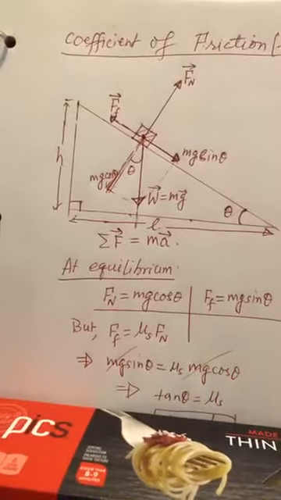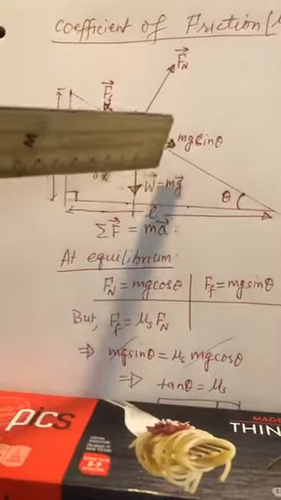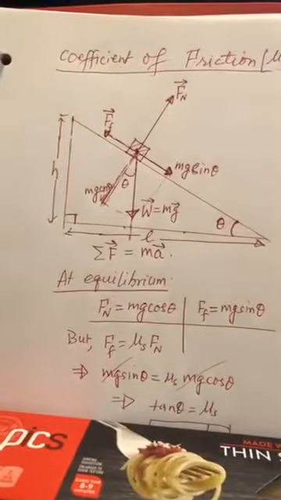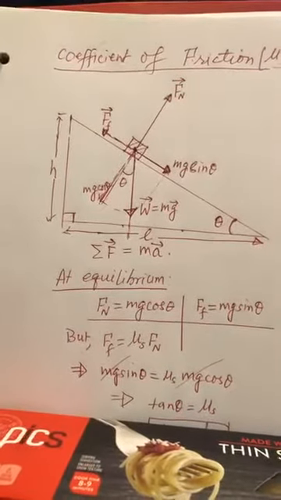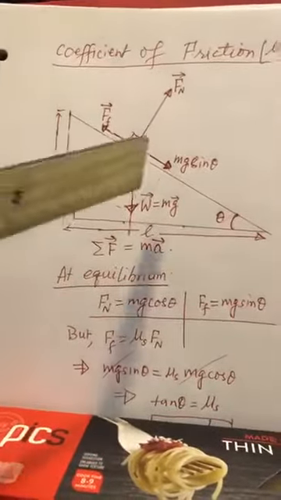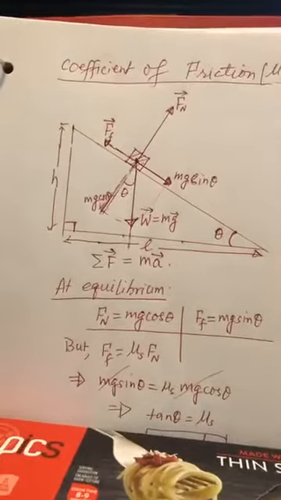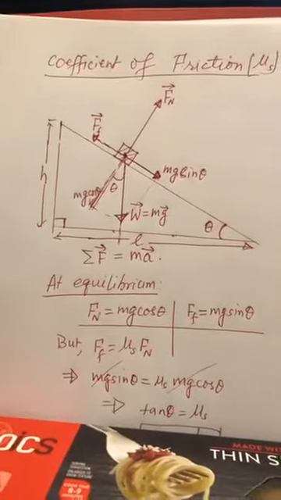Okay, so weight is vertically downward. Weight equal to mg. Please don't forget to give the arrow. That arrow is important. Weight is a vector, m is mass, a scalar, and g is acceleration due to gravity, which is a vector.